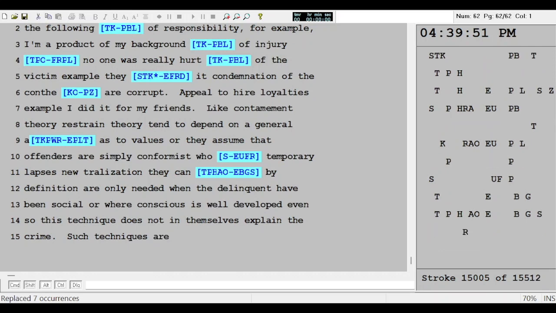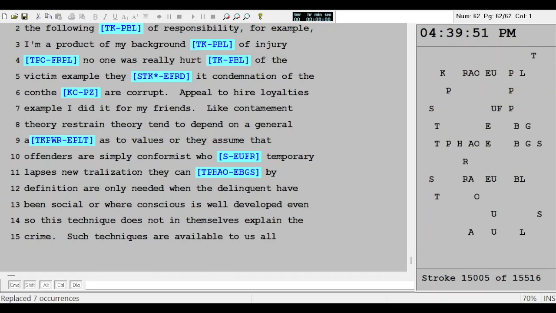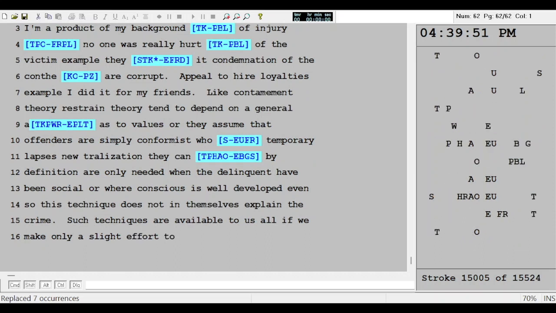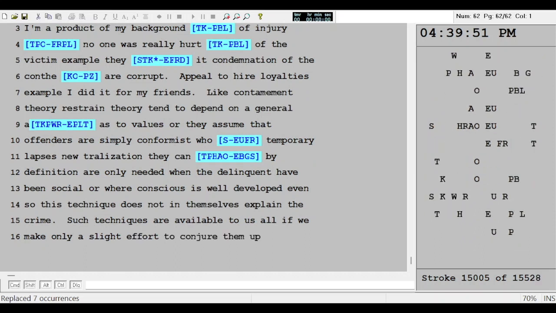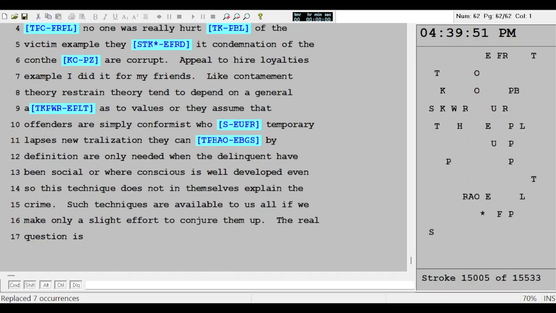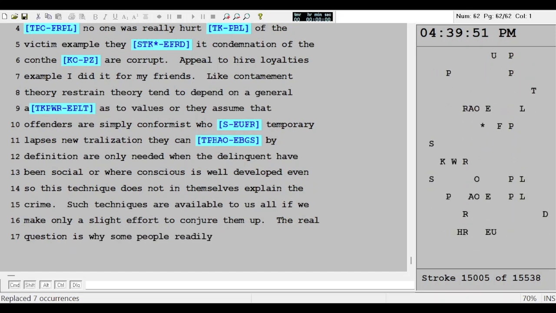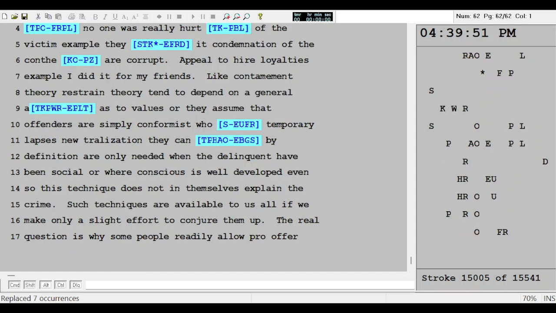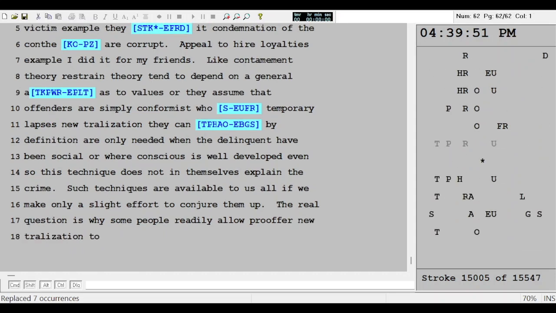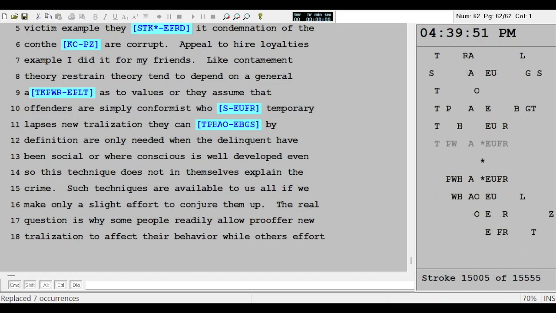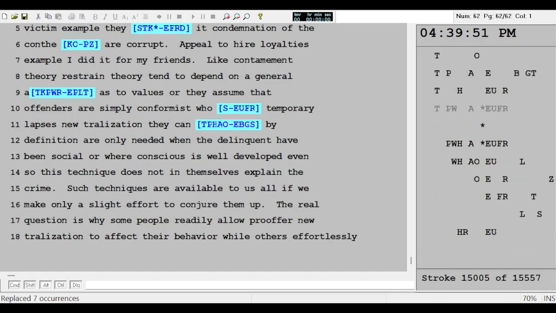Such techniques are available to us all if we make only a slight effort to conjure them up. The real question is why some people readily allow proffered neutralizations to affect their behavior, while others effortlessly discount them.